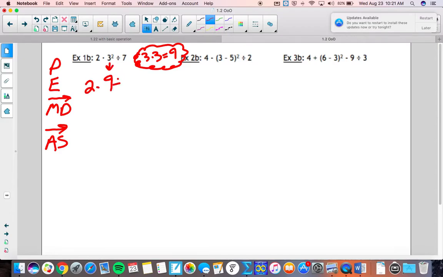So I have 2 times 9 divided by 7. Woo! So what do we do first here? We need to go from left to right. So because we're done with the exponents, now it's multiplication and division. I have multiplication and division.